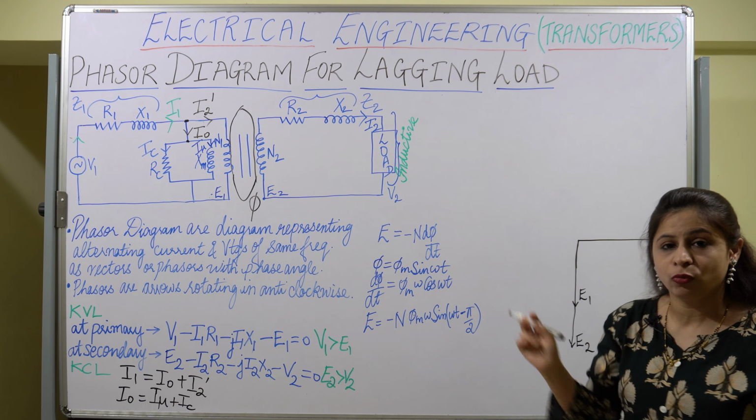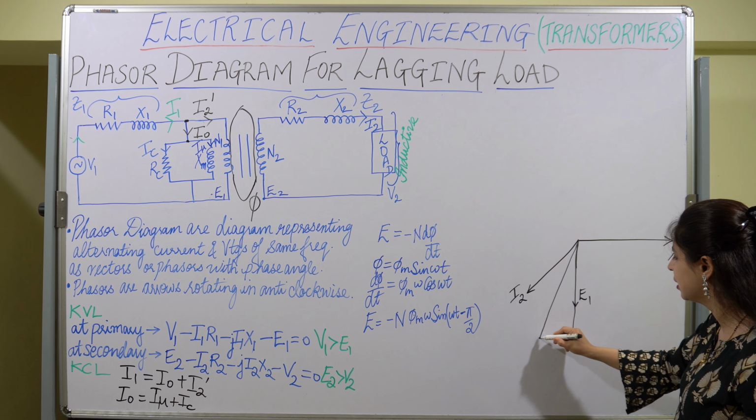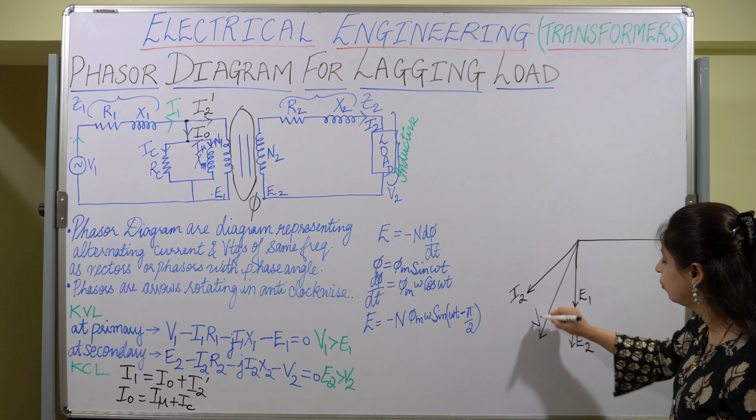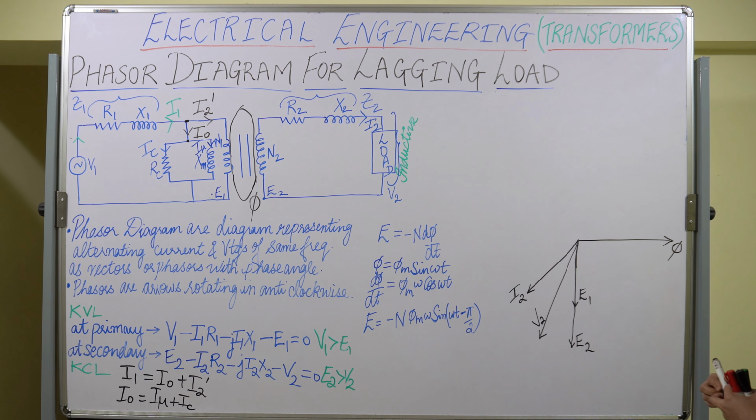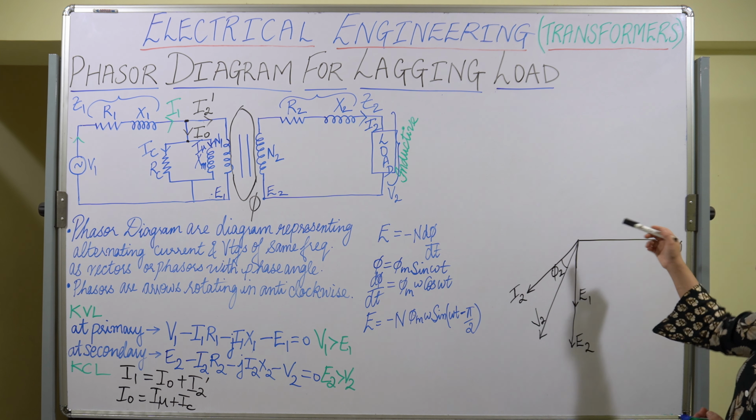So the load is inductive, so the current will lag the voltage V2 by some angle. So V2 will be coming over here somewhere. Let us say the phase angle between I2 and V2 be phi 2. They are having a phase difference of phi 2 over here.